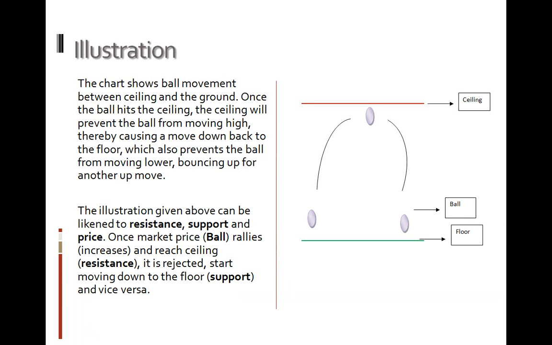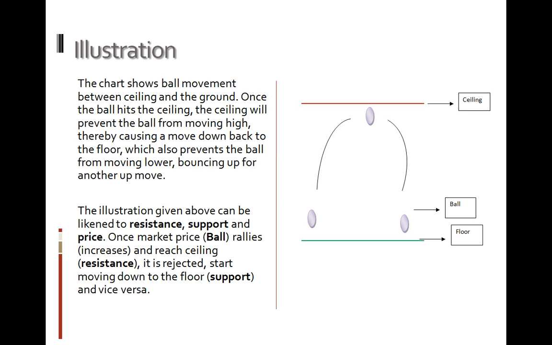Now let's look at this chart. We are having an illustration. We are having a ceiling and a floor. If a ball is bounced at the floor, and the rate at which it was bounced has a very strong push, the ball will move up to the ceiling, and if the ceiling is strong enough, it will bounce the ball back to the floor. This also can be likened to resistance, support, and price.